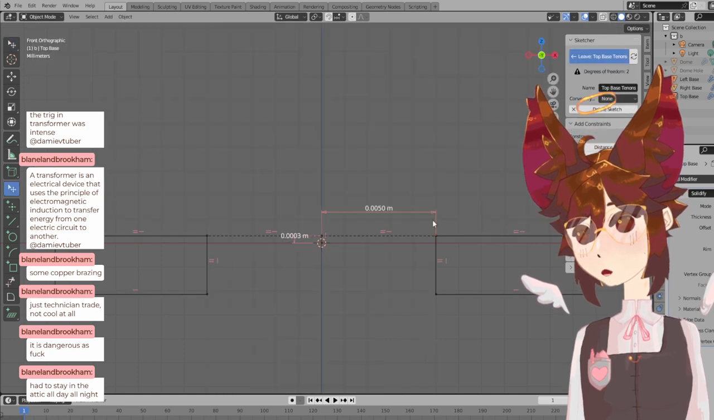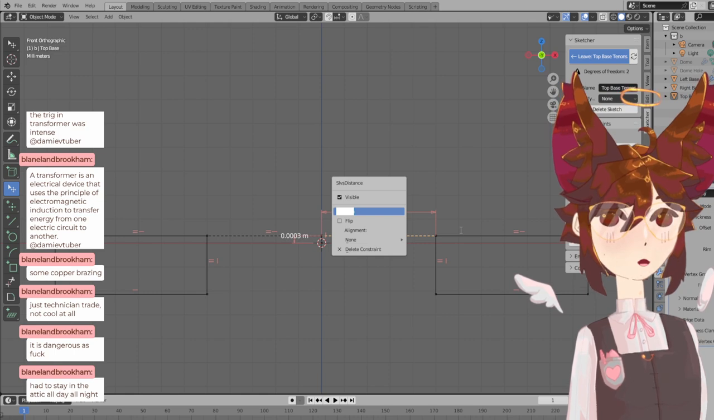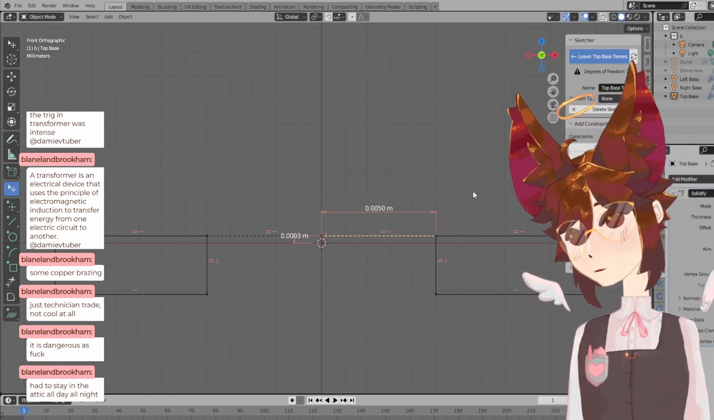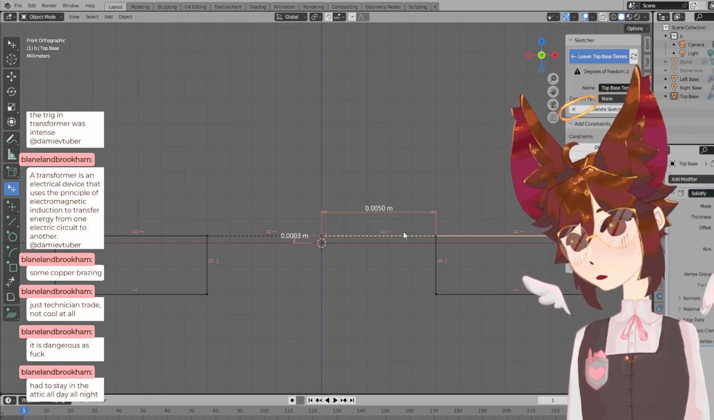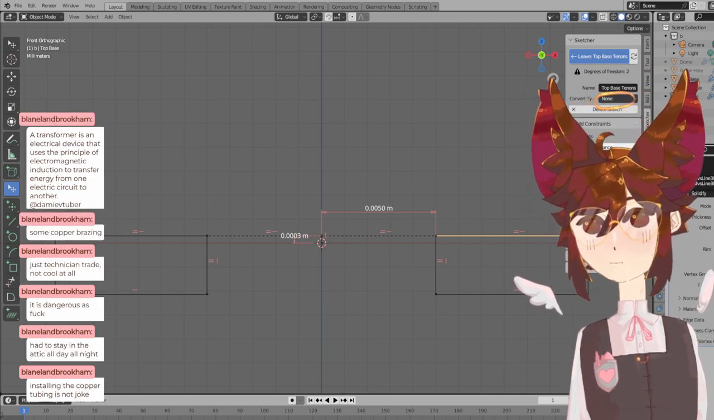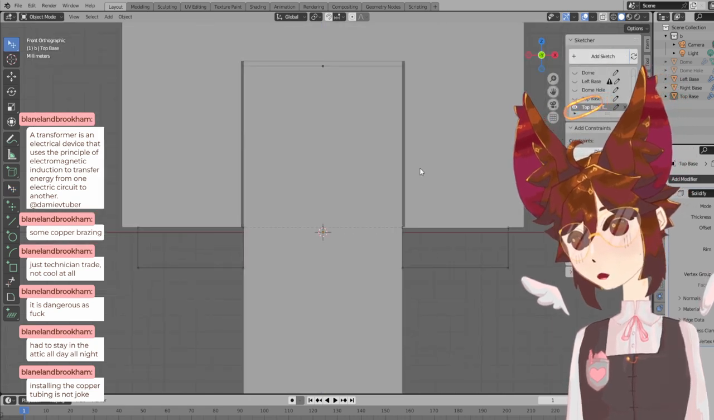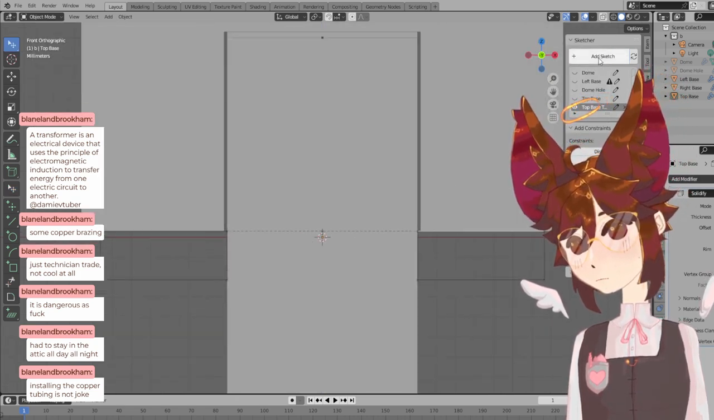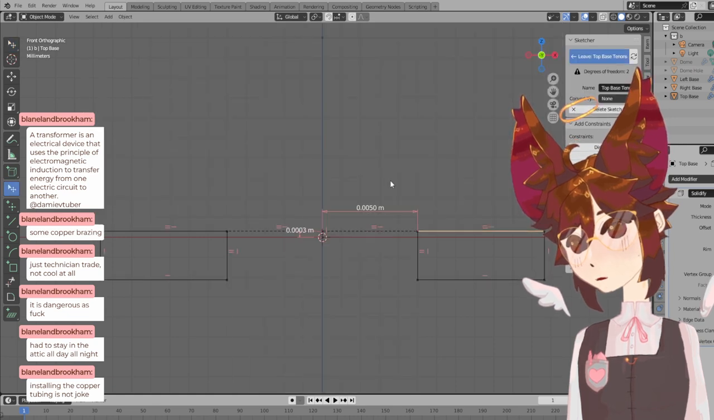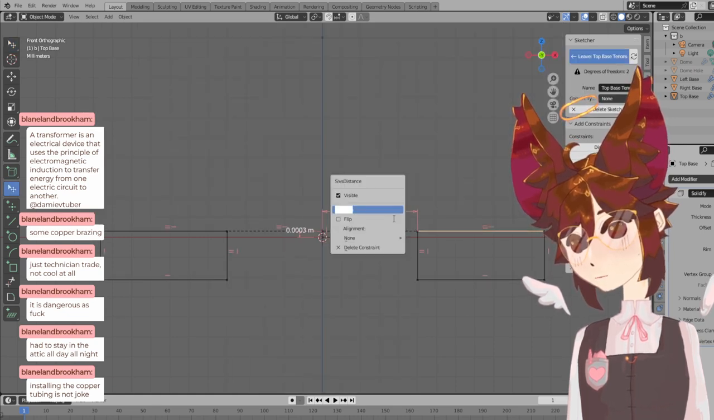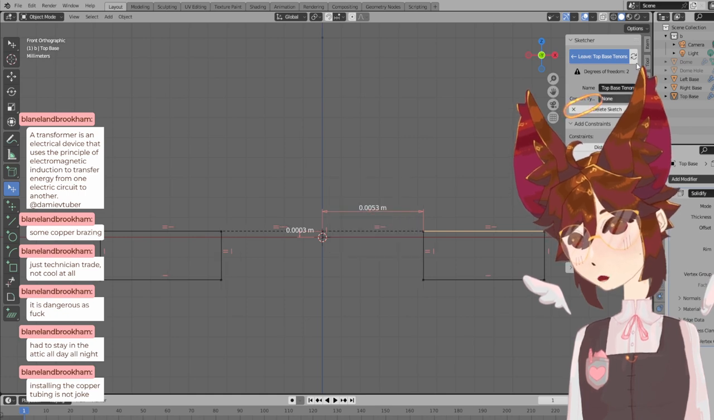Okay, so we don't want that 0.5 because that's going to be a little too far in. We want like half of 0.5. Well, I guess we need to figure out how big the 10 is going to be first. We'll do that. Installing the copper tubing is no joke. Yeah. Wait, shit. That's not what I wanted actually. I forgot. We want this to be 5.3. There we go.